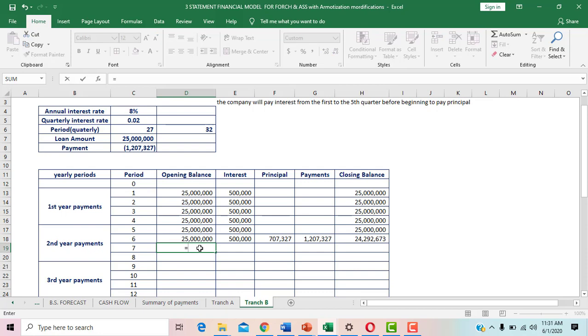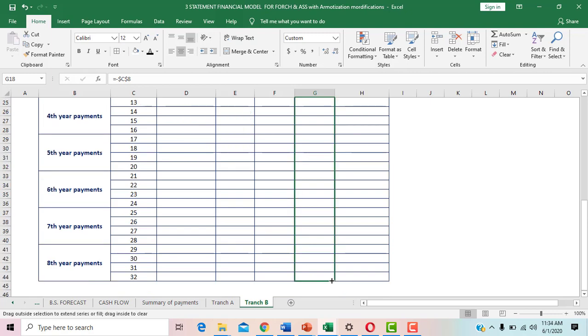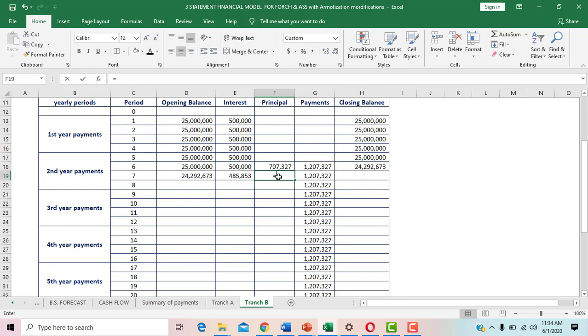We are going to carry out the same logic in the seventh quarter. In the seventh quarter, our opening balance is going to be equal to the closing balance of the sixth quarter. To get the interest, we're just going to apply the same formula, which is equal to quarterly interest rate, we fix that because we're going to copy paste the formula through, multiplied by the opening balance. So the payment is actually going to be the same. So we fix that and we just pinch and pull that right up onto the 32nd quarter. The principal is basically equal to payments minus interest. And our closing balance is equal to opening balance minus principal.